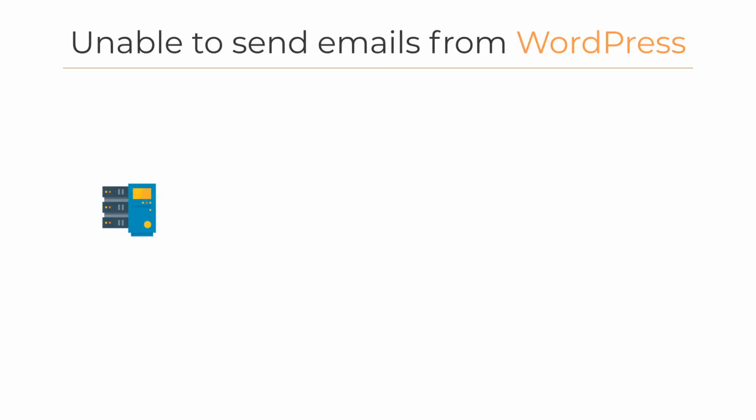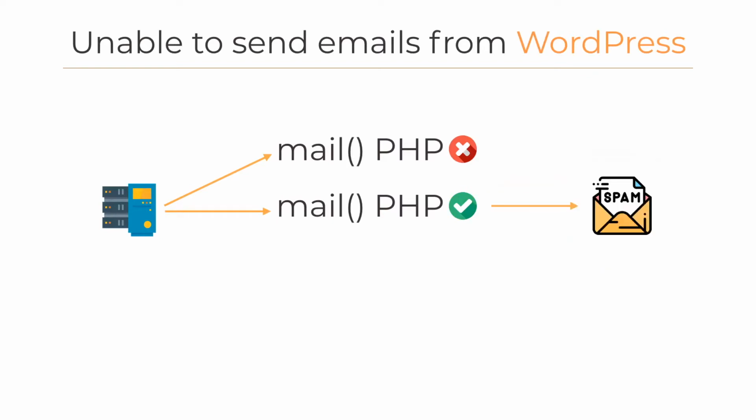My name is Mauricio and today I will be helping you to solve the problem unable to send emails from WordPress. Let's begin. One of the possible reasons why WordPress is not sending your emails is because your hosting server is not configured to use PHP mail function, and if it's configured, there's a big risk of your emails going directly to the spam folder.